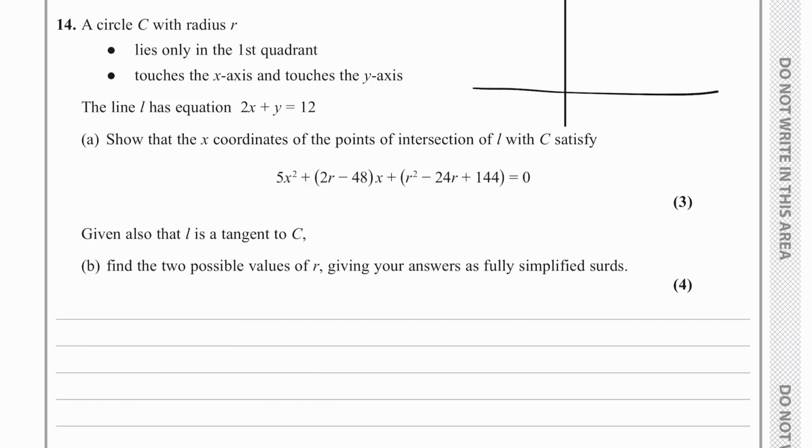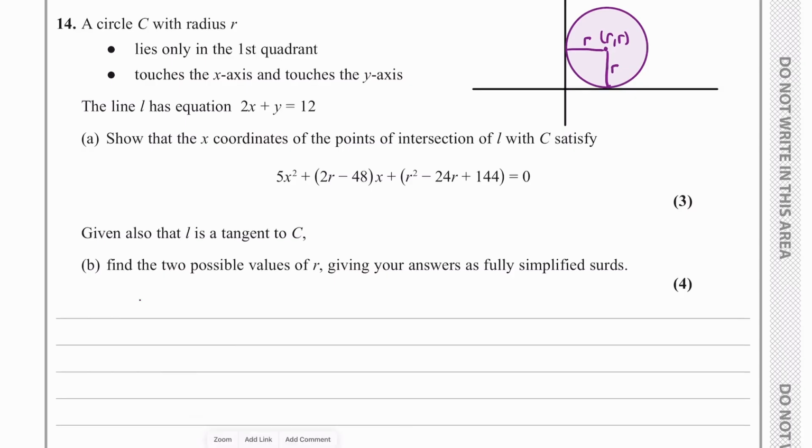So we have the axes, and we're told that the circle intersects the y-axis and the x-axis and lies only in this first quadrant. So the centre will have a distance of the radius from the y-axis, so this will be r. It will have the same distance from the x-axis, so the centre of our circle will have coordinates r, r. And this allows us to find the equation of a circle. We'll have x minus r squared plus y minus r squared, and this will equal the radius squared.